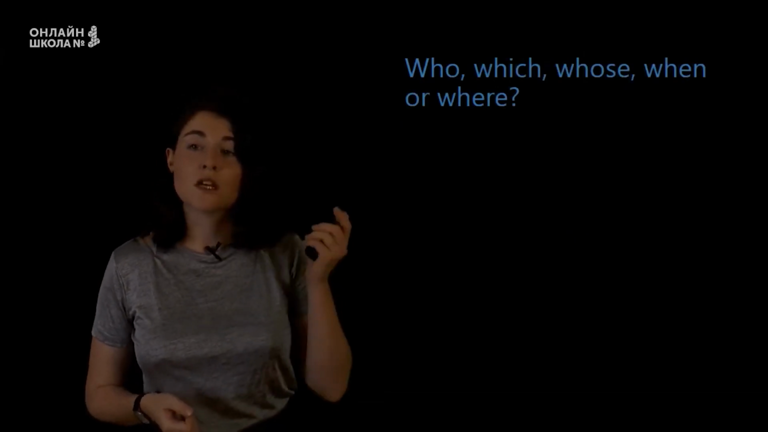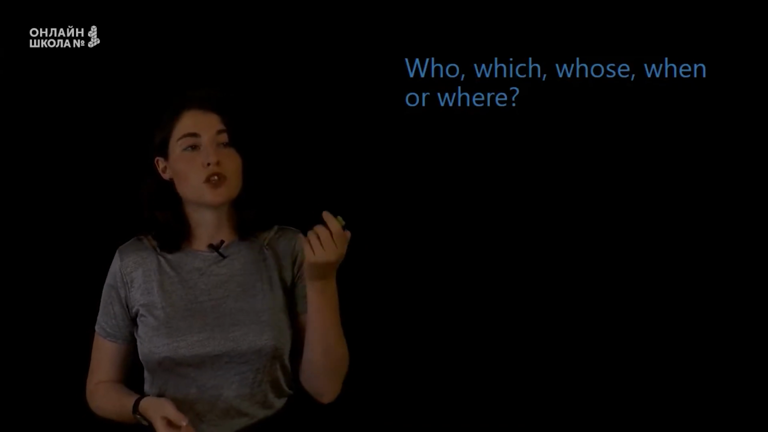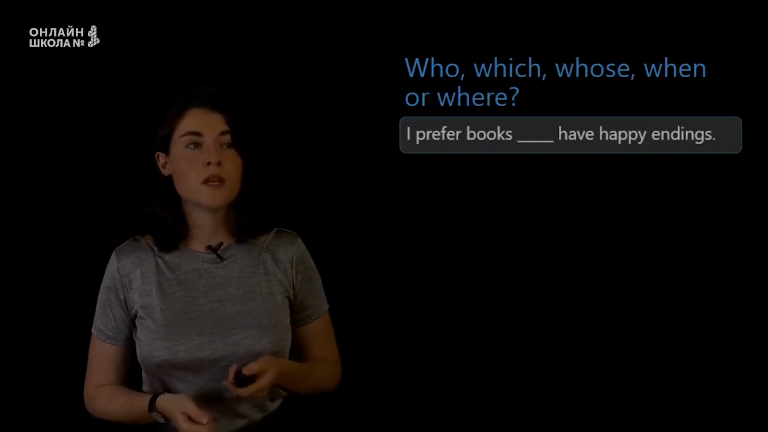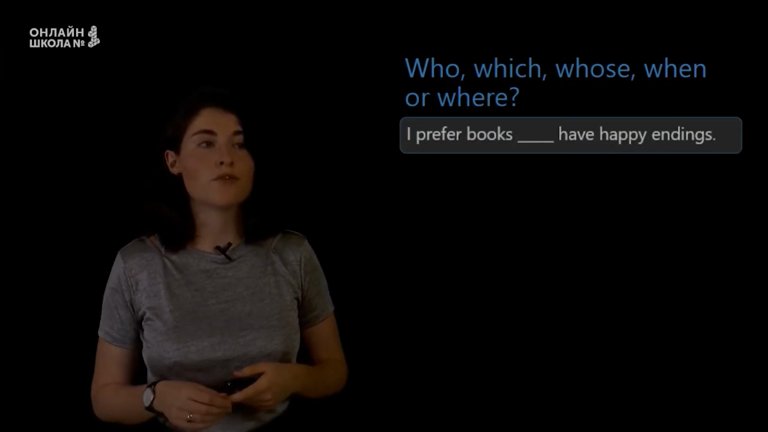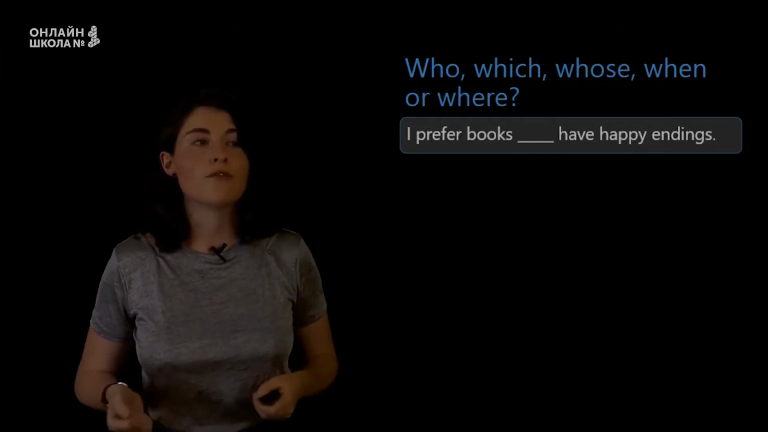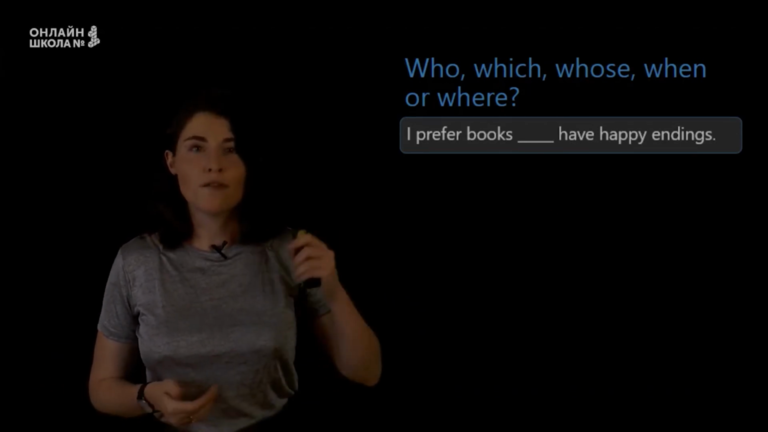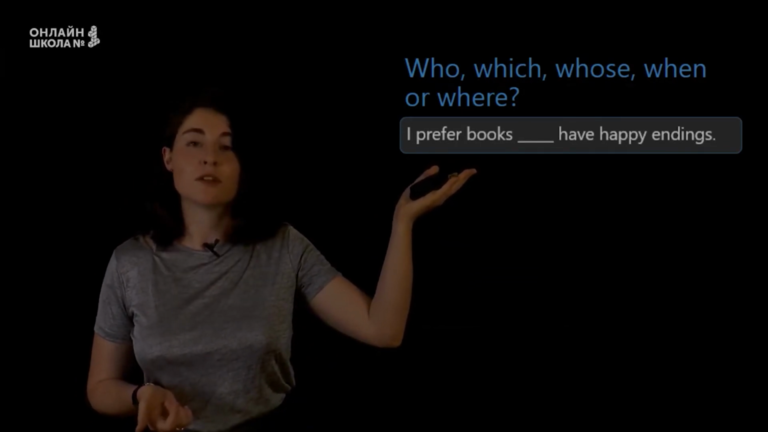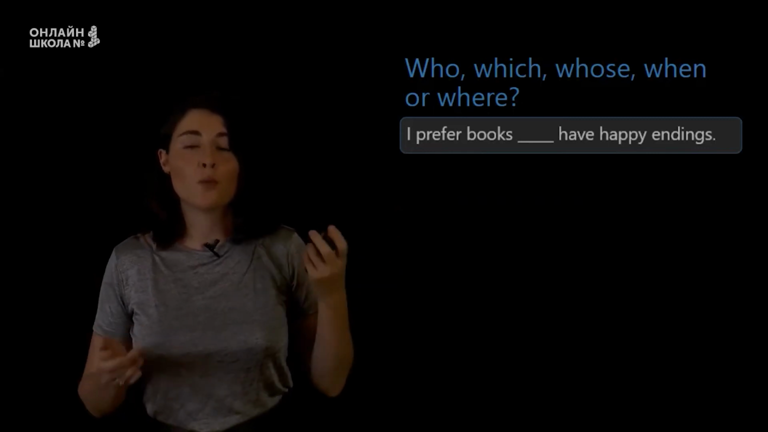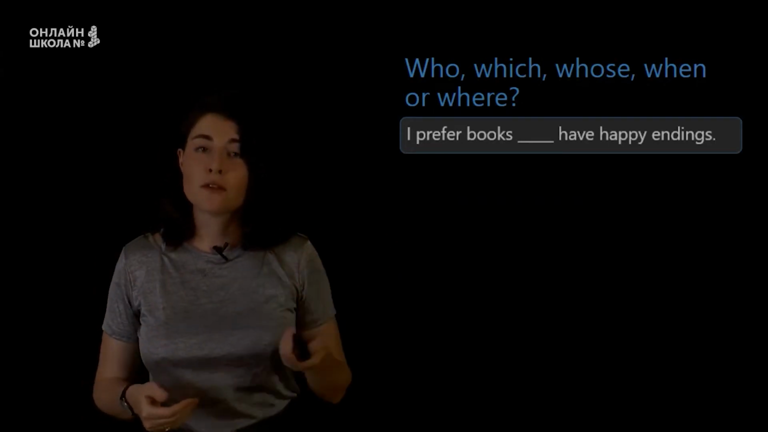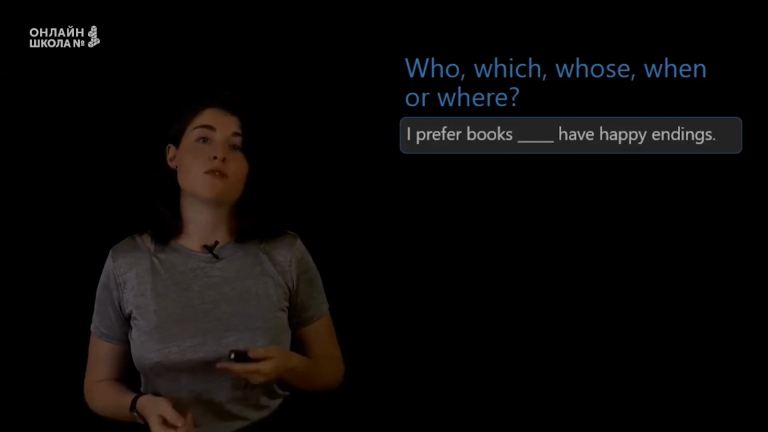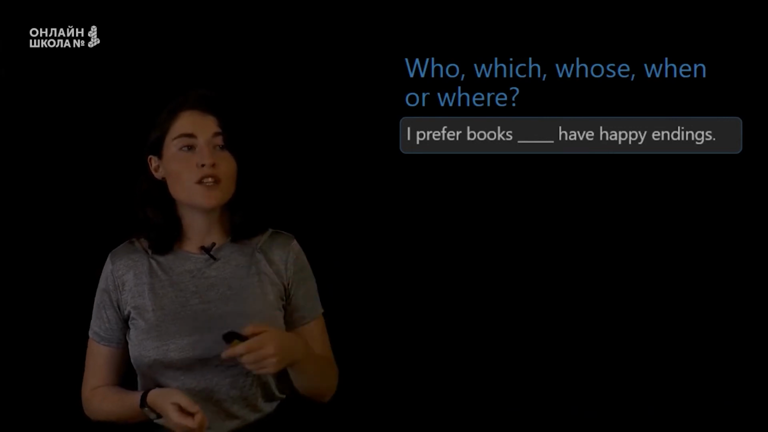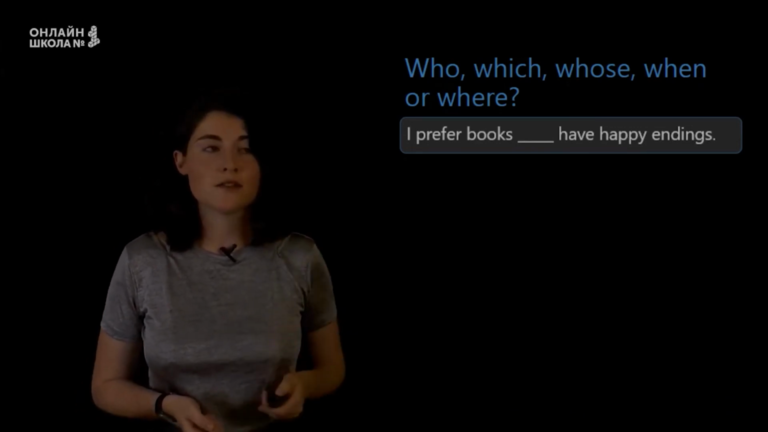Давайте вместе подумаем, посмотрим, проанализируем, какие же местоимения нужно использовать в следующих случаях. For example, I prefer books have happy endings. О чем мы говорим в данном предложении? Да? Чем заканчивается главная часть предложения? Да? Она заканчивается словом books. Books — это вещи, things. И когда мы говорим про вещи, мы используем местоимение which. So, I prefer books which have happy endings.